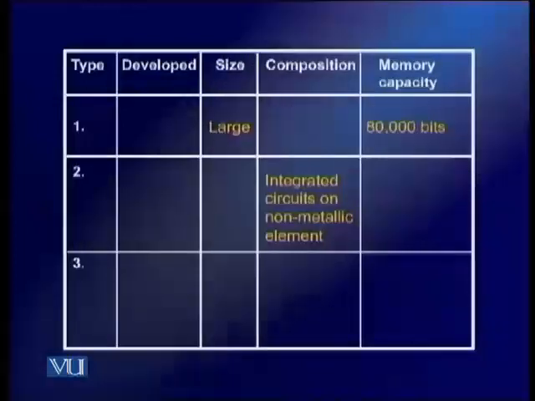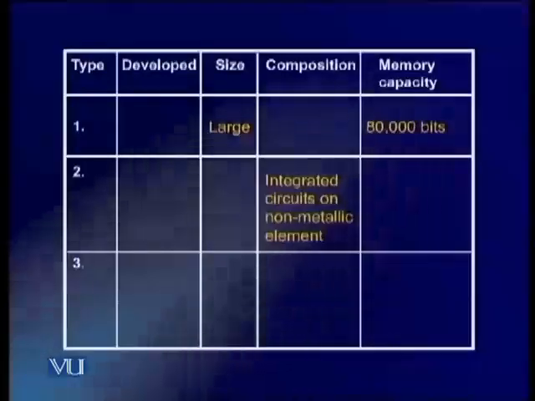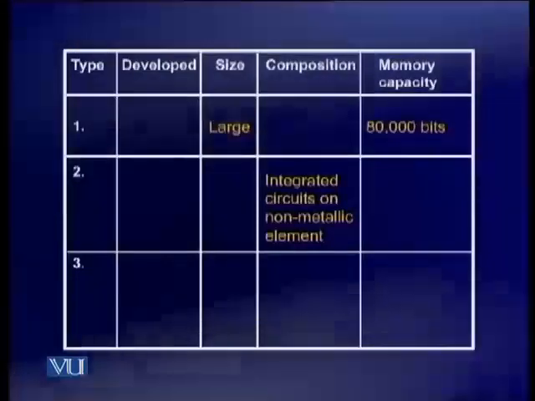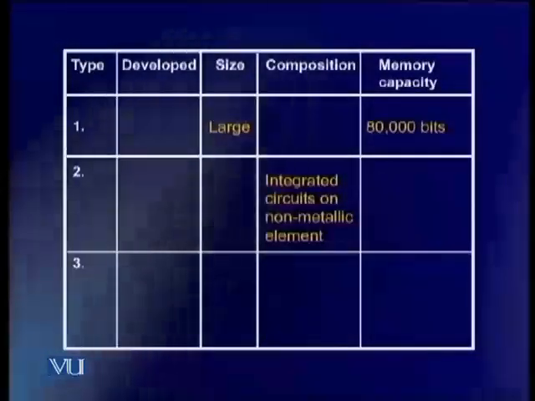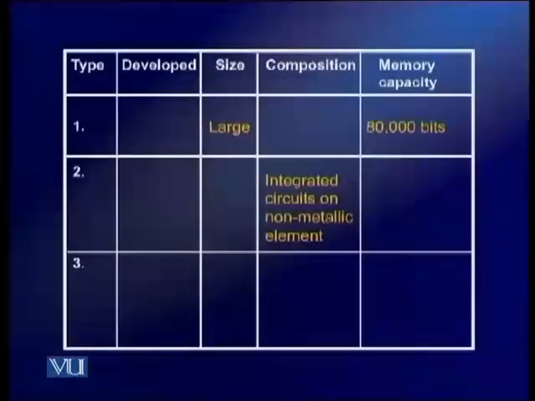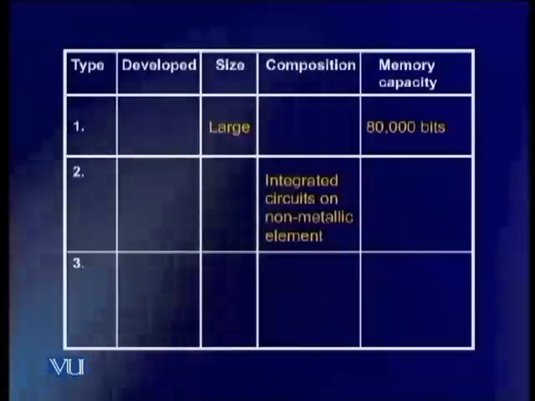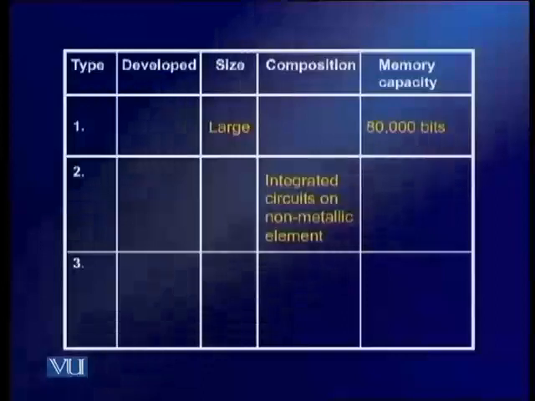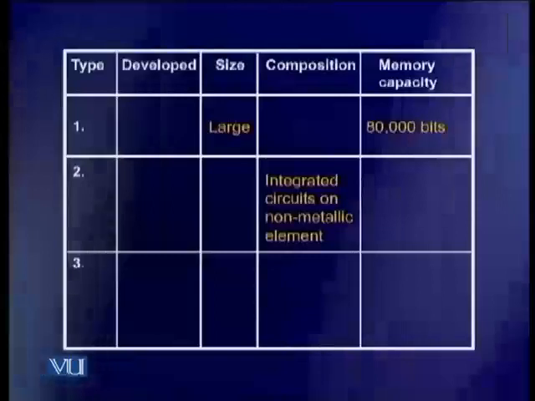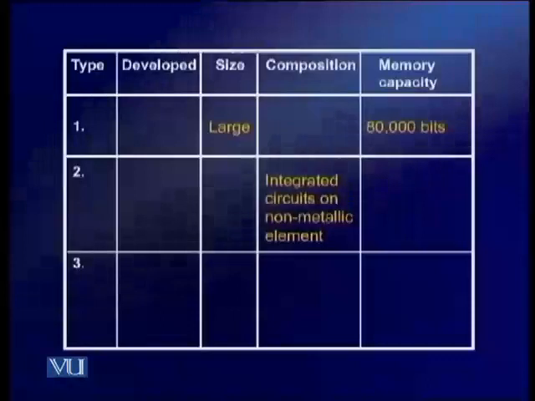What was its composition? Composition was, it was a grid of vertical and horizontal wires with small ferrite rings at intersection. In the same way, fill in the second. In the second one, you've been given the composition, but you haven't been told what type, the size, or its memory capacity.